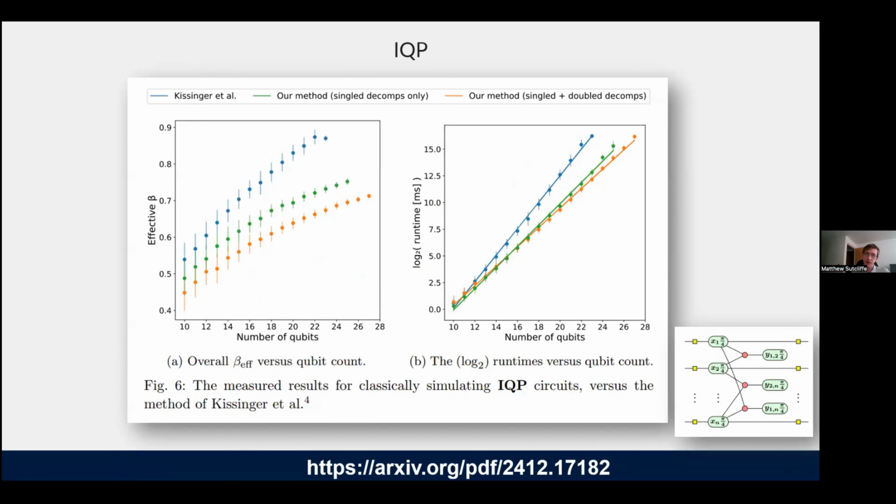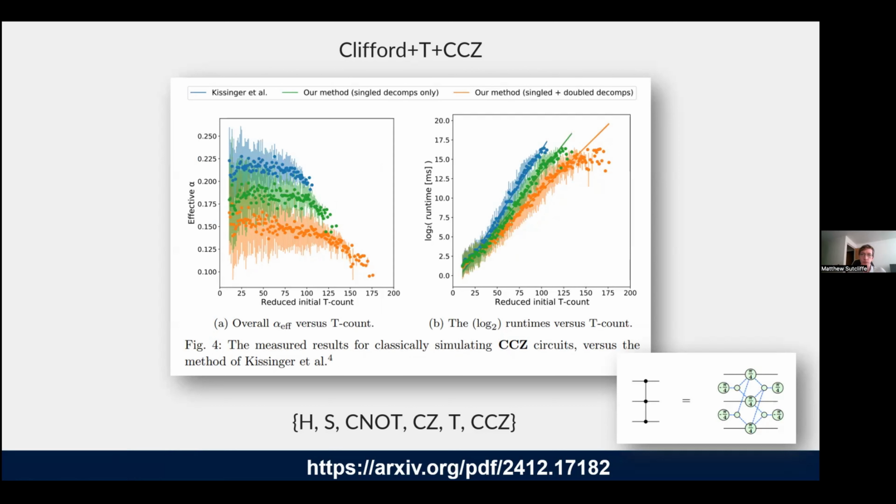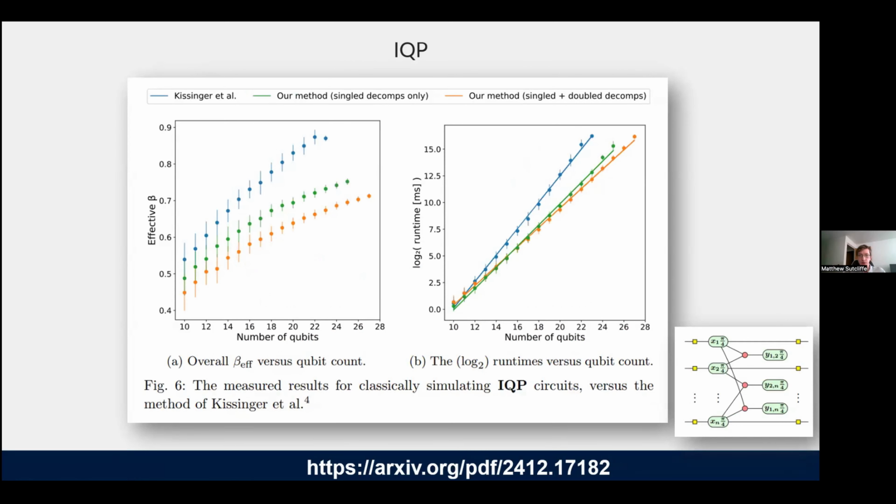And then we consider IQP circuits. IQP circuits were used as a helpful benchmark because they were considered to be helpful for benchmarking quantum supremacy circuits. We measure these slightly differently by using the effective beta rather than alpha, which only takes into account the T-spiders that aren't in the phase gadgets, because those that are part of the phase gadgets are trivial to get rid of by this method anyway. So this is consistent with how it's measured in the literature. But again, we see an improvement.